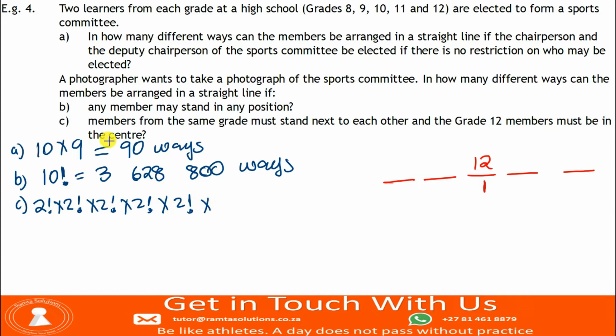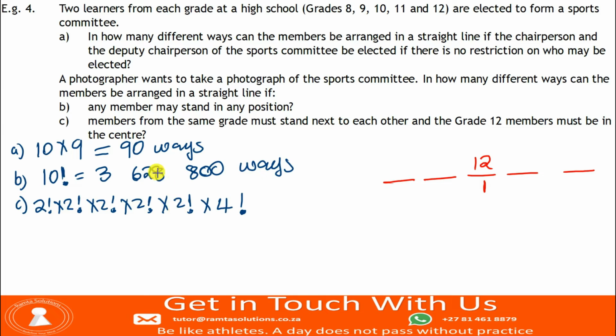Multiplied by, because now we are taking all these as a group, right? As a unit, we have how many units to choose from? Excluding the grade 12s which are in the center, we have 4 groups to choose from. In other words, that means we have 4 factorial ways to place grade 8, 9, 10, and 11 in between these 4 places. Okay, all right.